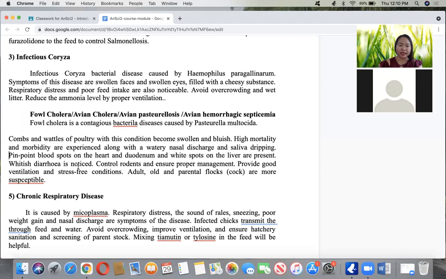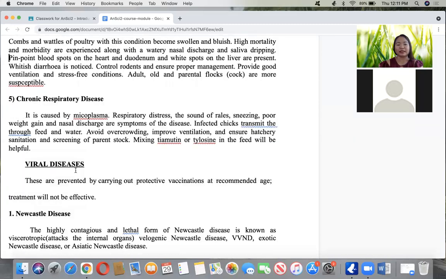And also diarrhea. So you control the rodents, and proper management would help with cholera, along with ventilation and stress-free conditions. So yung mga old or parental stock like cock are more susceptible in this case.